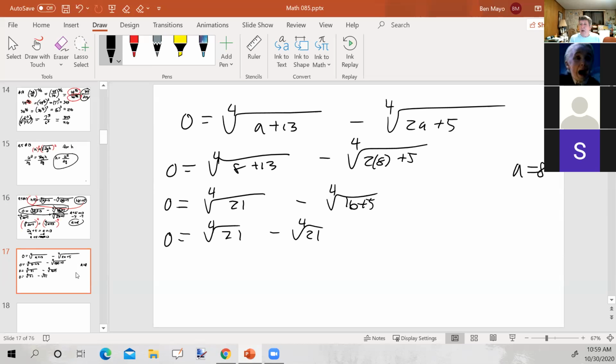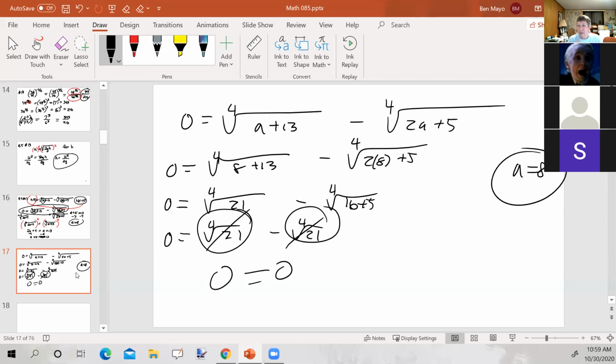Now, I have no idea what the 4th root of 21 is. I could look it up, I could figure it out, but I do know it's real because we're taking an even root of a positive number. And I also know that the 4th root of 21 equals the 4th root of 21. Well, a number minus the same number equals 0. Therefore, 0 equals 0. So a equals 8 is the solution.